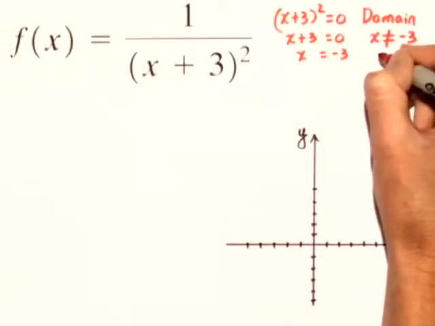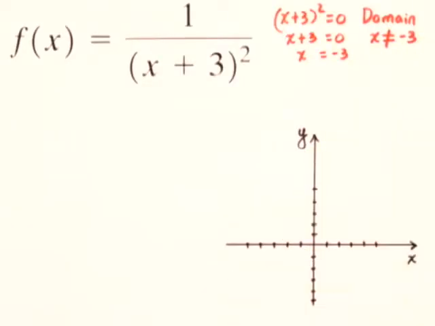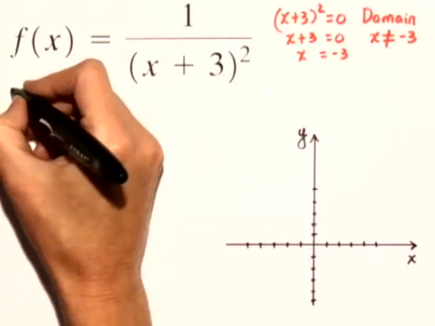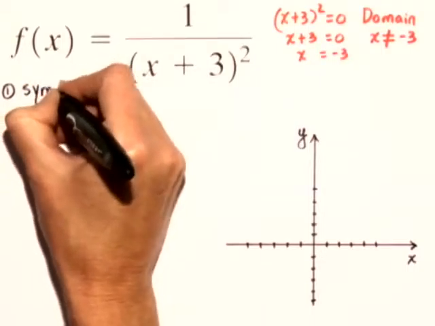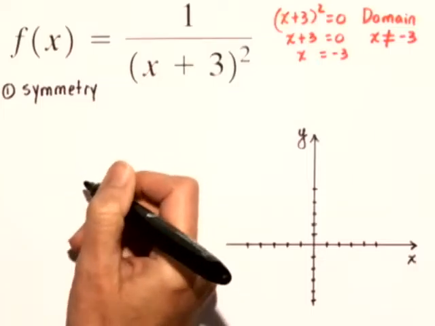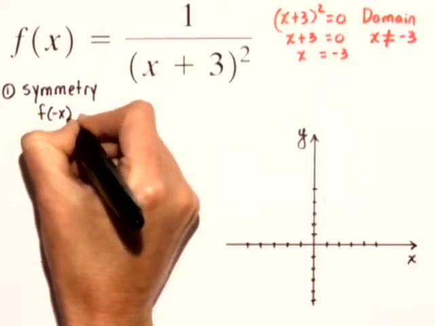We could write it in set notation if we liked, or interval notation, but it's important just to note that x cannot be equal to negative 3. Now, let's go through the steps of how we'll graph this rational function. The first thing it's always a good idea to do is to determine if there's any symmetry. We determine symmetry by looking at f of negative x.